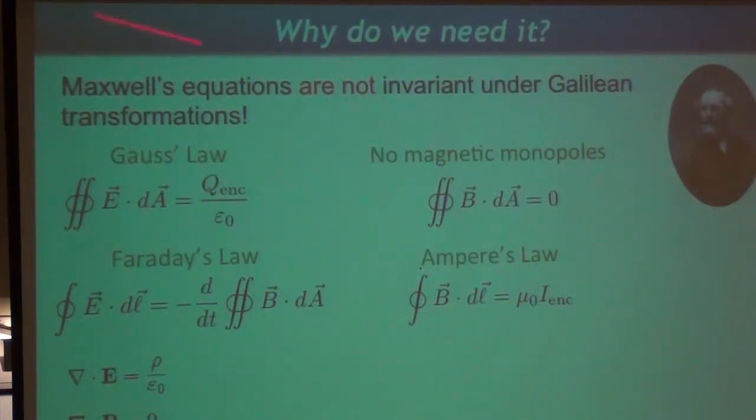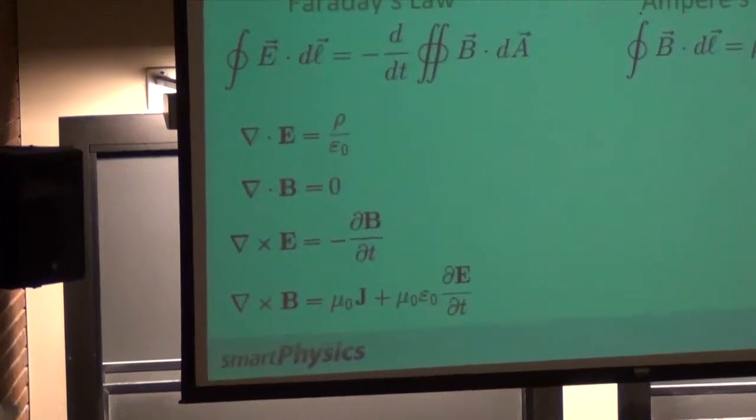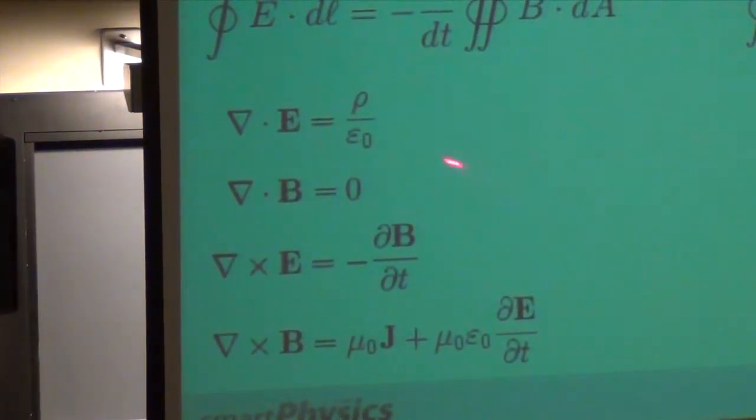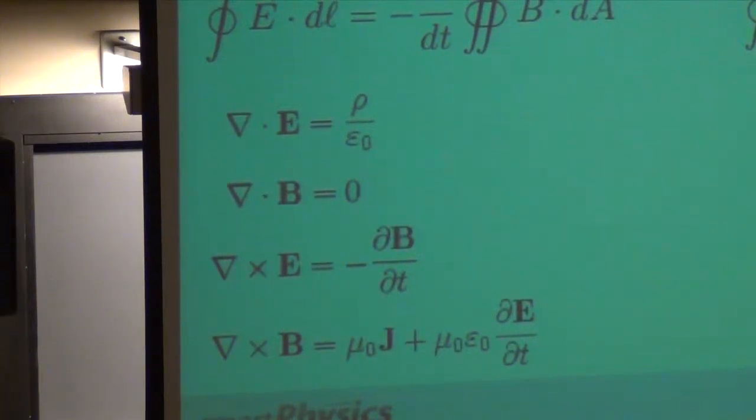I can write these in the so-called integral form of Maxwell's equations. I can also write them in a differential form. So this right here is Gauss's law in differential form. This is a very cool one. Someone else asked a question about this, which is equivalent to this. This is the no magnetic monopoles, right? The magnetic field is divergence free. I can't have a source of magnetism that just sits somewhere in space.